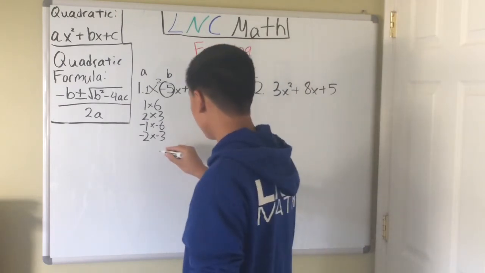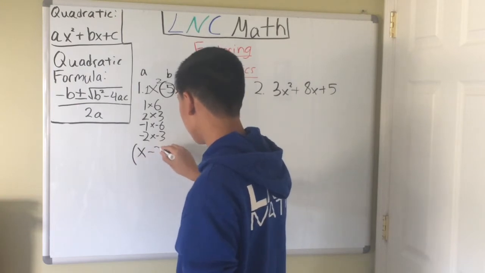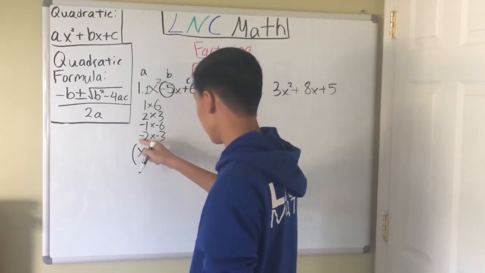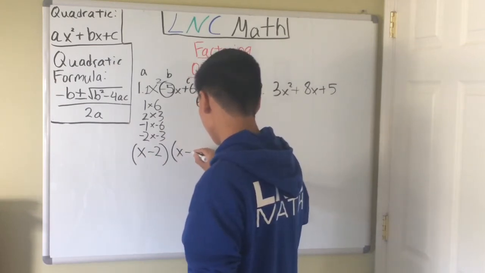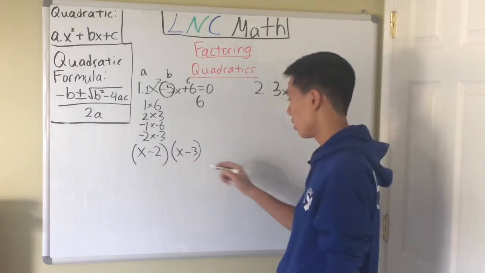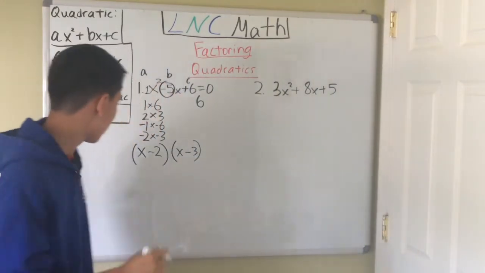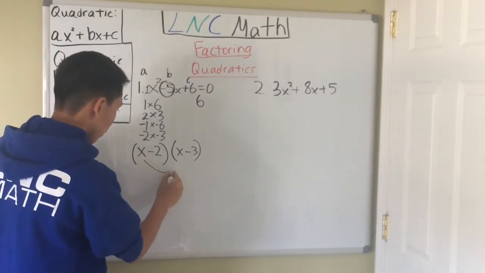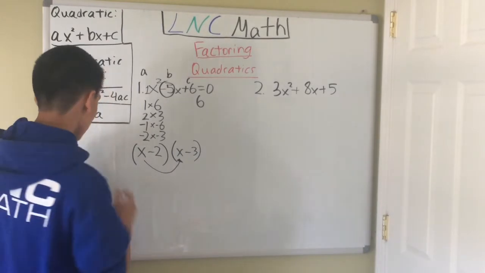So after that, we have our two pairs. X minus 2, that's where you drop the minus 2, and then x minus 3. Those, when they multiply out, they should be equal to this. So let's check our work real quick. Let's FOIL it out. FOIL is something you really, really need to know.